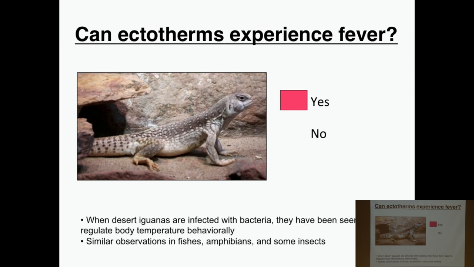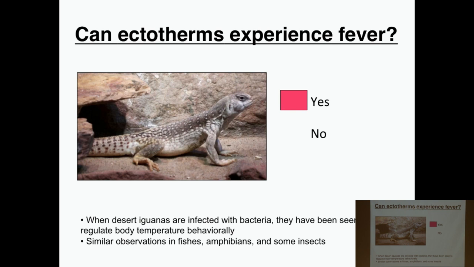So when desert iguanas, for example, are infected with bacteria, they have been known to regulate their body temperature behaviorally. So they'll spend more time in the sun, less time in the shade to raise their body temperature, which can also help them fight infections the same way it helps us.